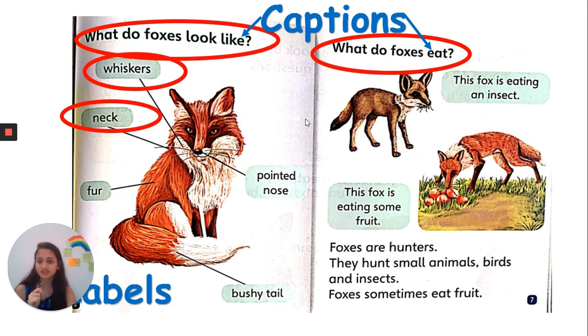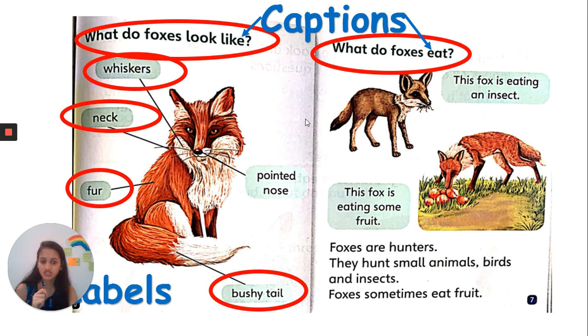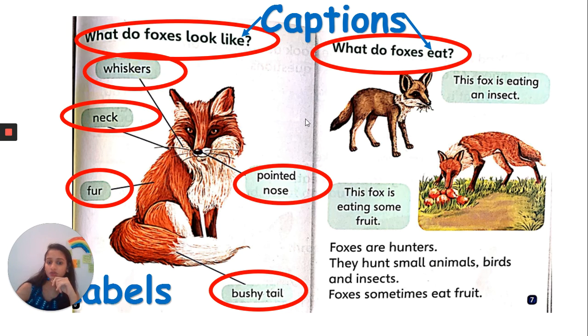Whiskers. What's the next part? Neck, fur, bushy tail, pointed nose. Okay, so these are the labels. They are the parts of the fox and they are also called labels. Okay, everybody, now we know four parts, right? The title, the author, captions, and labels.